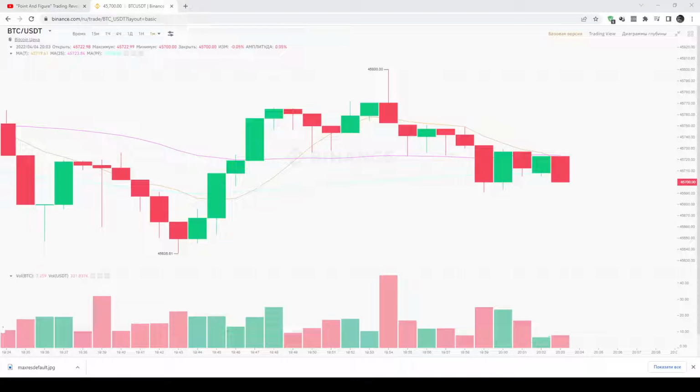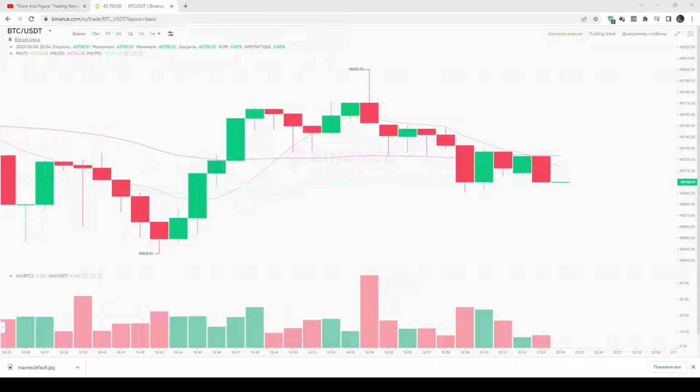Okay, how to use point and figure to find supply and demand zones. Now that we have gone through the process of creating a point and figure chart, the next step is to understand how to use this chart as a part of your trading decision making process. Point and figure charts are great for visualizing support and resistance levels, trend lines and breakouts.